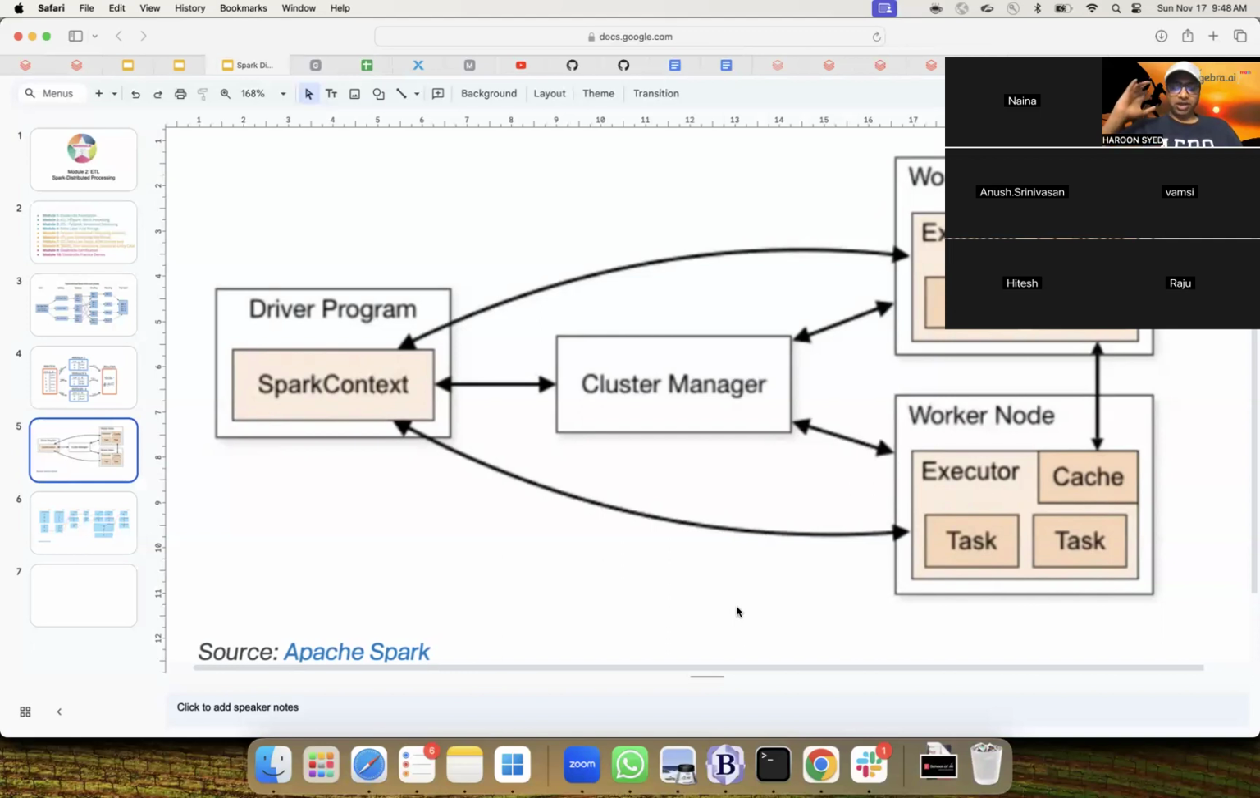Yes, sir. These are more like concepts that you have to remember. This driver program is the program that we write in the notebooks, right? Yeah. The driver program is nothing but the code that we write. It can be in Notepad, or in notebooks, or it can be a Java or a Python program. Then what we say is, okay, first talk to the cluster manager.